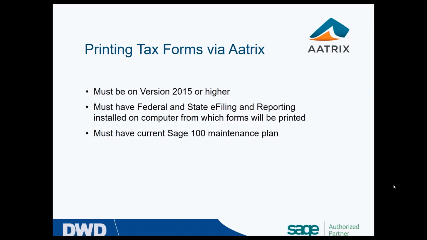Printing your tax forms via Atrix. Well, because version 2014 is no longer supported, you must be on version 2015 or higher. You have to have the federal and state e-filing and reporting function installed on the computer from which those forms will be printed. You may see that option in your menus, but if you click on it and you don't have the e-filing and reporting installed, you'll get a message that says, hey, you need to go install this. And you should be current on your Sage 100 maintenance plan.